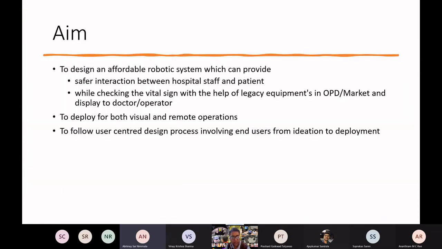So we undertook another case study of a CoBot for the outpatient department. In this case study, our aim was to design an affordable robotic system which can provide safer interaction between medical staff and patients. And it was inspired by the present COVID situation. We developed a system for both within visual and beyond visual range operations. We also followed a user-centered design process involving medical staff from the early design stage. And we also wanted to keep this system cheaper. That's why we did not use a ready-made robotic arm, rather we developed the system in-house.